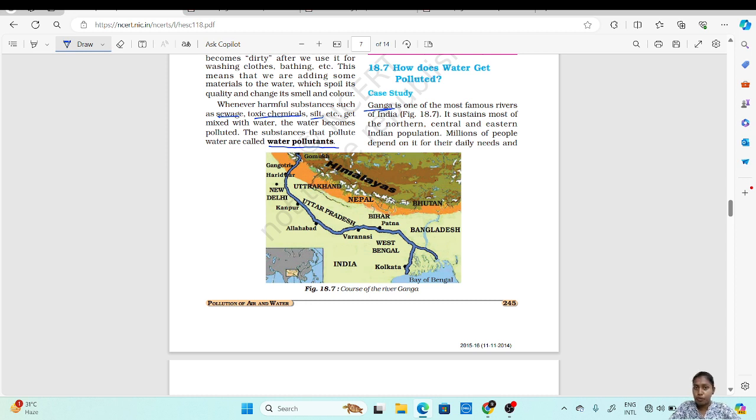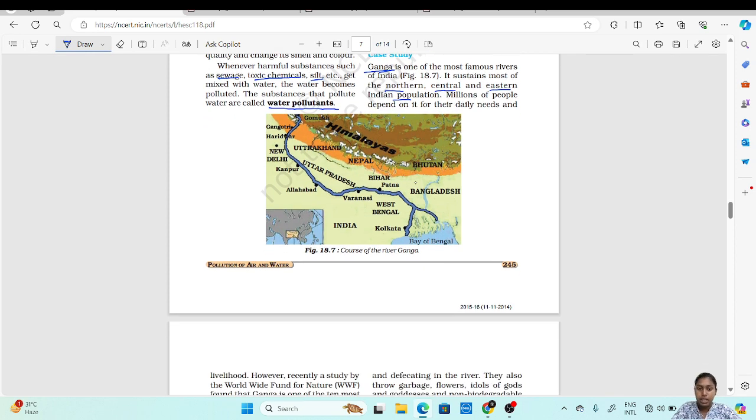The Ganga is one of the most famous rivers of India, right? Everyone knows where the Ganga river is. It sustains most of the northern, central and eastern Indian population. It starts from Gangotri, from the melting glaciers of Gangotri, and flows through Haridwar, New Delhi, Uttarakhand, Uttar Pradesh, then Bihar and West Bengal. It covers all these places, and the people from these places use this water from the Ganga. Millions of people depend on it for their daily needs and livelihood.